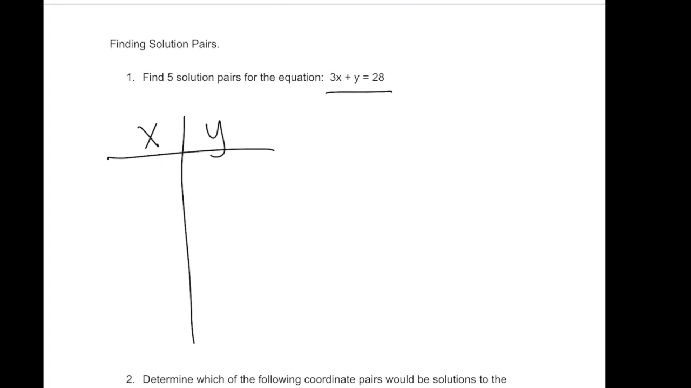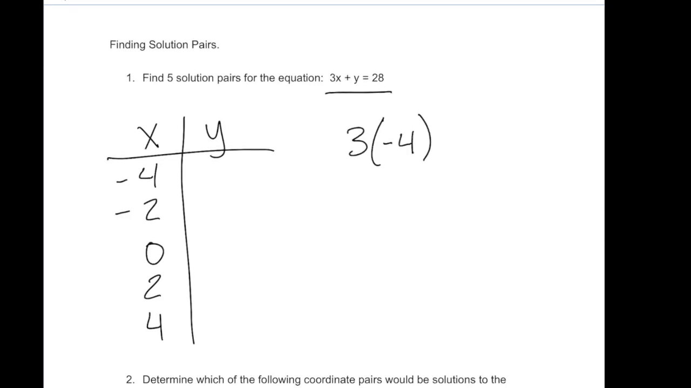So anytime you're doing this, you can just choose any numbers for x and then solve for y. So for example, I'm gonna just do -4, -2, 0, 2, 4, because that gives me 5 different numbers, and then I can substitute those in and solve for y. So the first one, if we're using -4 for x, we're gonna have 3 times -4 plus y equals 28. So we know that 3 times -4 is -12 plus y equals 28.